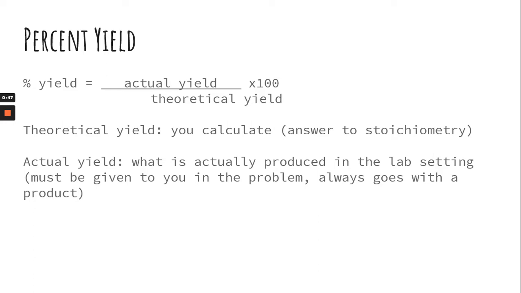There's two parts to percent yield. You have the actual yield versus the theoretical yield. The actual yield is the amount that you actually get in the lab setting. So you have to be told that amount in the problem. The theoretical yield is an answer that you always have to calculate. And that's what we've been doing when we've been solving our stoichiometry problems, is we've been determining the theoretical yield. So let's look at two examples.